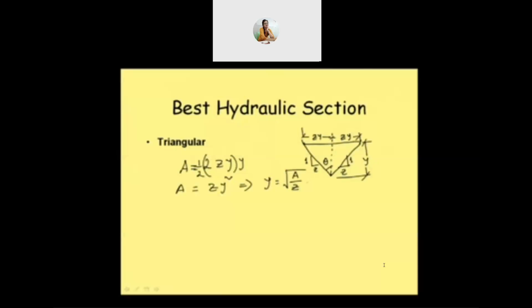Well, as we know, our concept of making a design for most economic section is that we will try to make the perimeter minimum, that is P. If we get an expression for P, we will try to make P minimum. In that case, earlier we were doing dP by dy, that is with the change of y, how P is varying, and we were trying to see that when dP by dy is equal to 0, that will give us the expression for minimum value of P.